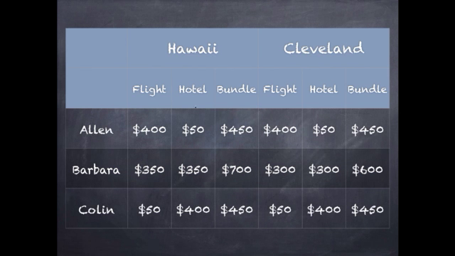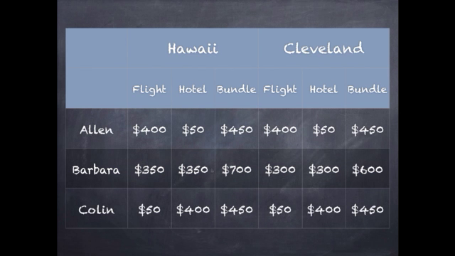Let's go through the same strategy here for the hotel rooms. So let's say we charge $50. If we charge $50, Alan, Barbara, and Colin will purchase because the most Barbara's willing to pay is $350, and $50 is better than that. Colin's willing to pay $400, and $50 is less than that. And Alan will purchase because it's exactly equal to his reservation price. So we have 3 people purchasing at $50. So the total profit by charging $50 for the hotel room is going to be $150.